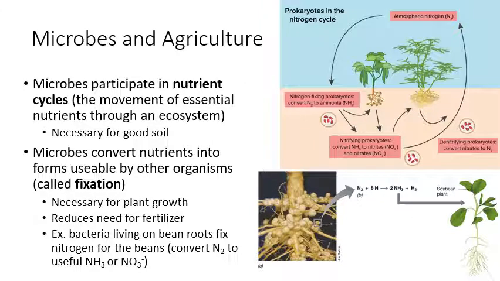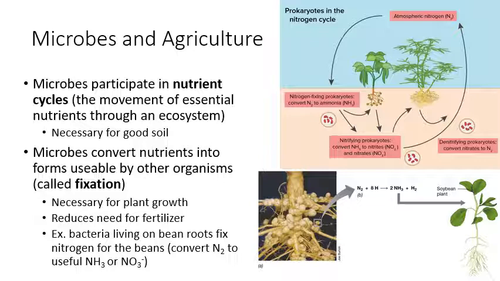Microbes are also really important for agriculture, because microbes are, in a way, controlling the way that different nutrients move through the environment. So you have things called nutrient cycles, which are the movement of these essential nutrients throughout the environment, through the soil, through the water, through the air, and the different forms that those nutrients take.